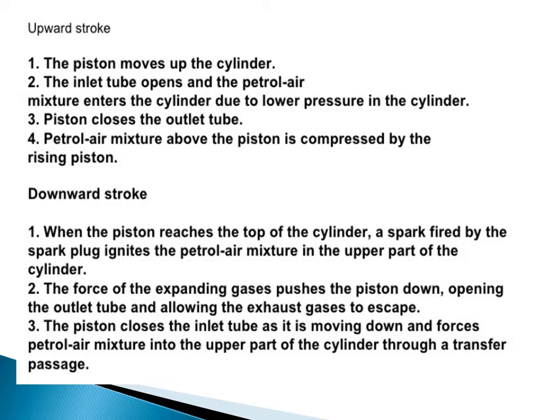Okay, for the downstroke, what happens? When the piston reaches the top of the cylinder, a spark from the spark plug ignites the petrol-air mixture in the upper part of the cylinder. The force of the expanding gases pushes the piston down, opening the outlet tube and allowing the exhaust gases to escape. Third, the piston closes the inlet tube as it moves down and forces the petrol-air mixture into the upper part of the cylinder through the transfer passage.